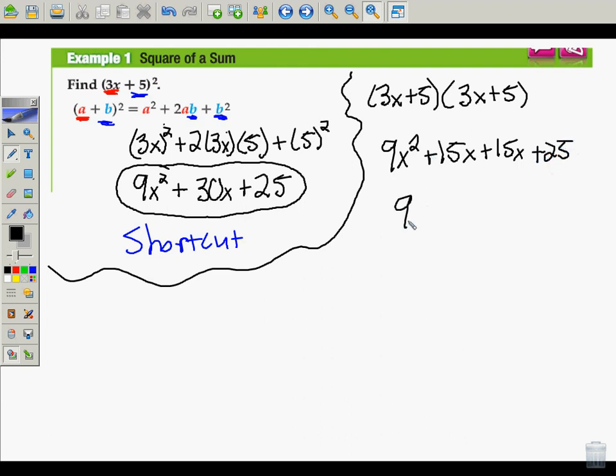And holy smokes, we got the exact same thing as when we used the shortcut. Which is good, because that means the shortcut works. So you can use the shortcut. If you want to use the shortcut, good for you. If you don't, you'll always get the exact same answer. So you do not have to use this shortcut. It is just something I'm showing you in case you want to use it.